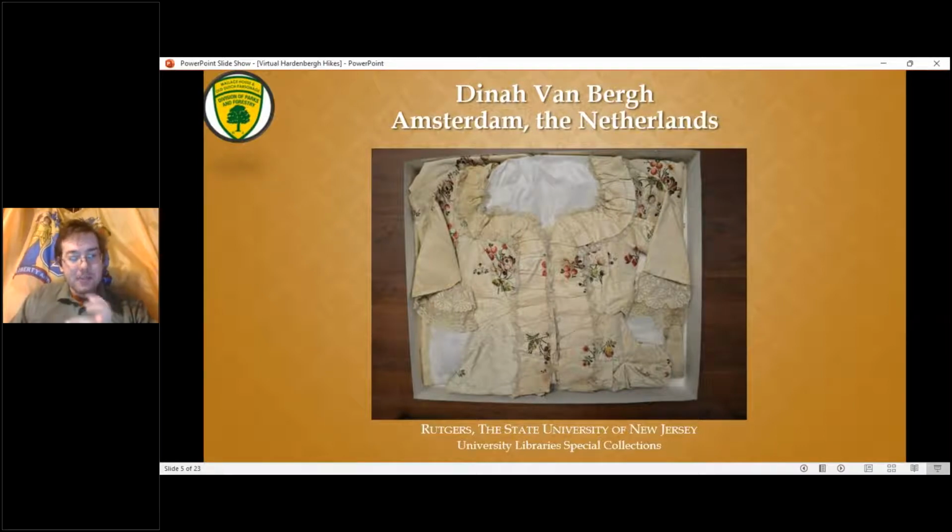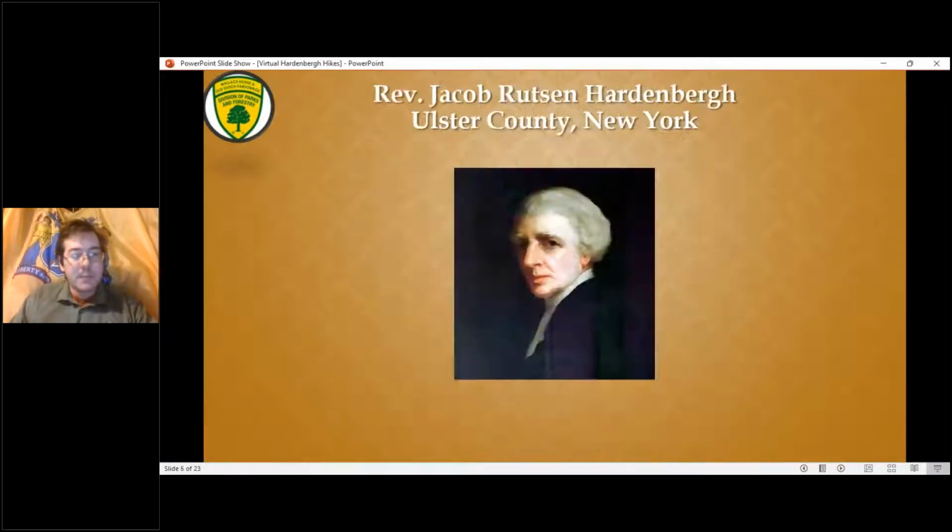When the Frelinghuysens arrived in New Jersey, they invited students, young men, to train at the house to become Dutch Reformed Church ministers. And that is how the artist's great-great-grandfather, Reverend Jacob Hardenbergh, arrives on the scene.